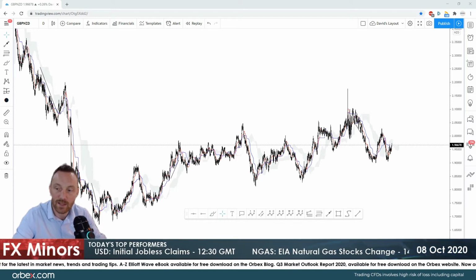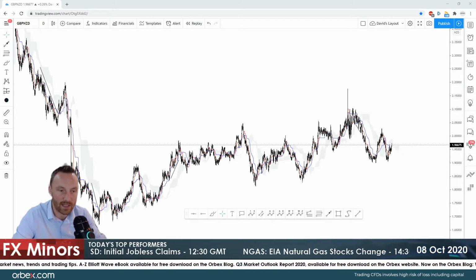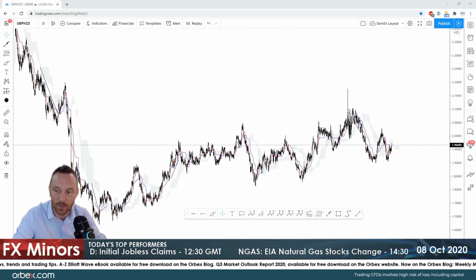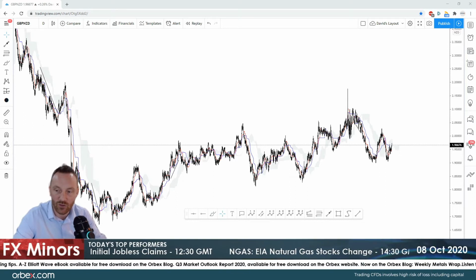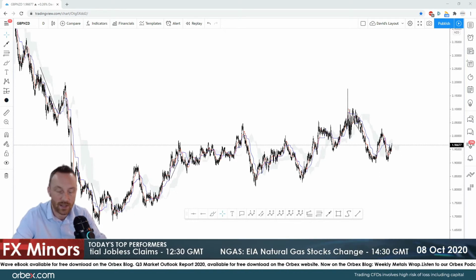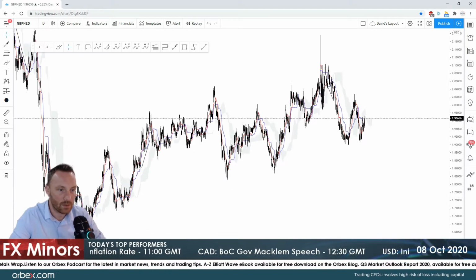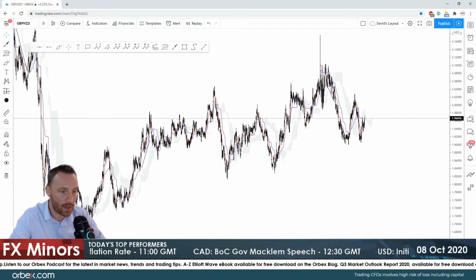The FOMC meetings did not shift markets that much last night, as the Fed stated its new policy is not an unconditional commitment to keep interest rates low for years to come. As the Brexit train rumbles on, Brussels has indicated big progress in the talks that look to achieve a trade deal. With that news out of the way, there's a couple of FX minor pairs I want to take you through today.